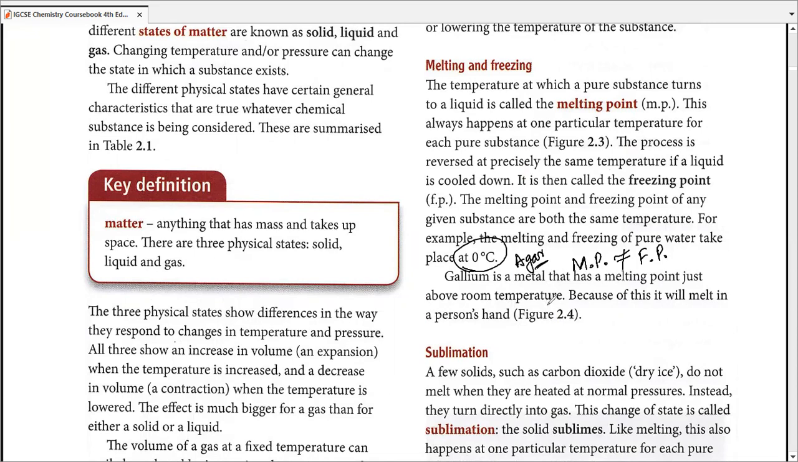So you cannot use the phrase that all substances have melting points equal to freezing points. Remember to not use that phrase. You may write it down if you want to.